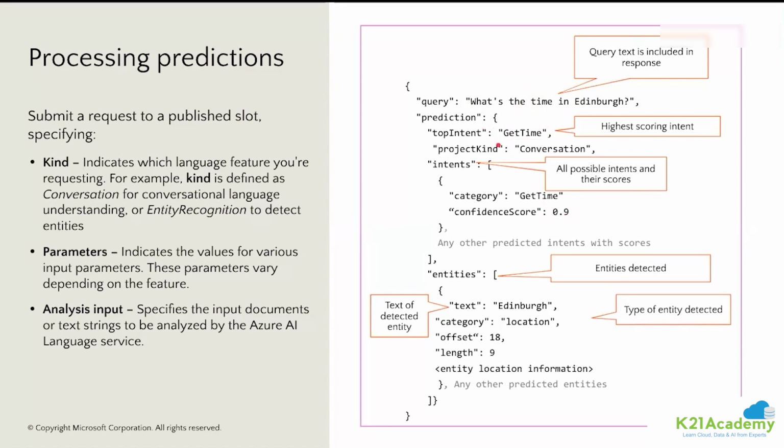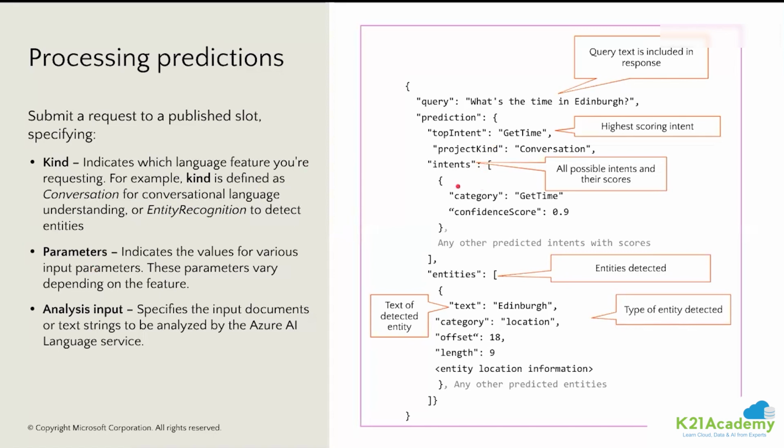We will get that. So you will have some kind defined as conversation, for conversation language understanding or entity recognition. Basically this indicates the language feature. What type of request is that? Either this is a conversation or it is a kind of interview or something else. We have some parameters as well.